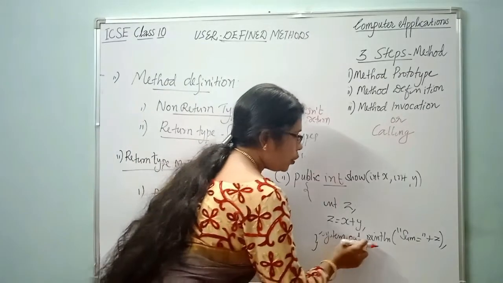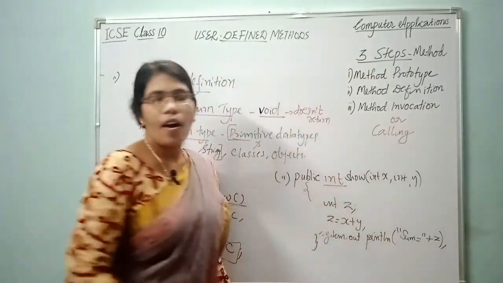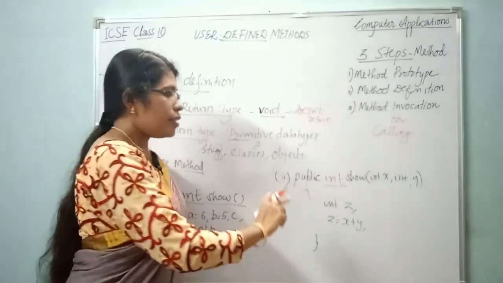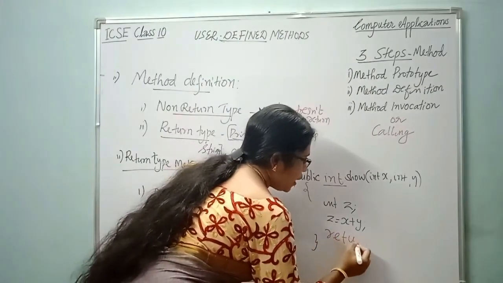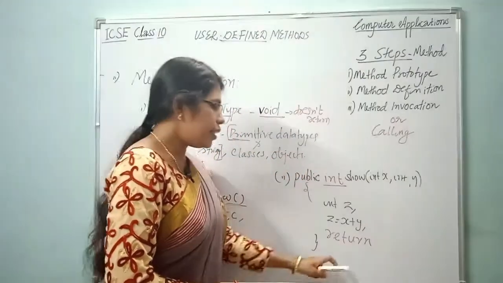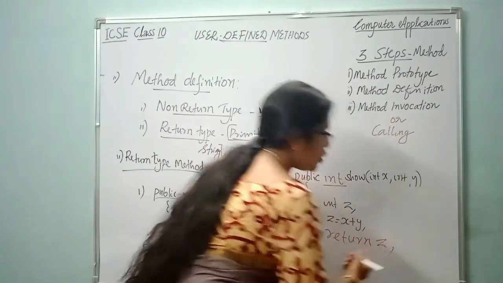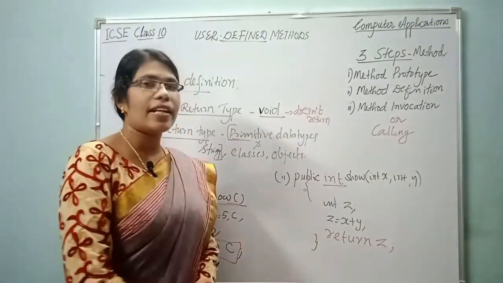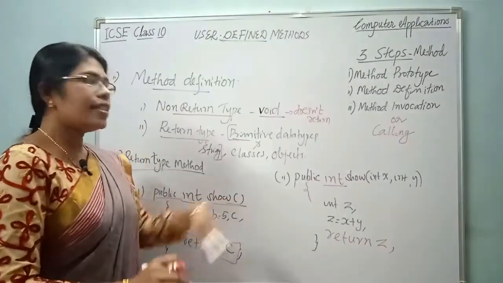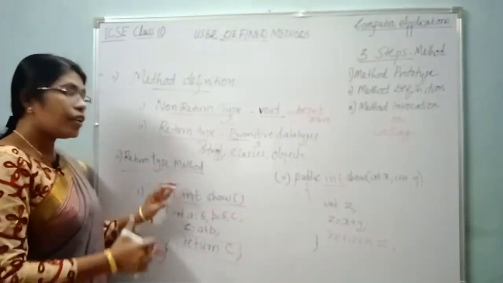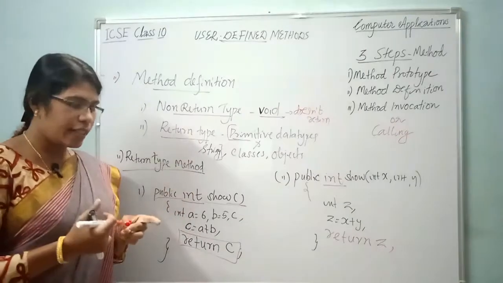Then we don't need to write the system.out.println. If it is the case of void, we should write it. So we don't need to write this system.out.println. Instead, we have to write the return statement. The return statement specifies which variable has the calculated sum, so you have to write return int. This is the way you can easily identify and define a method based on return type and non-return type.